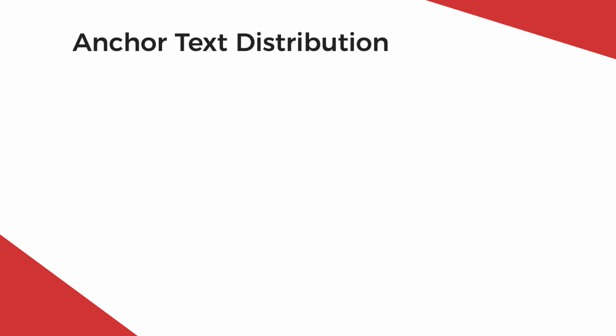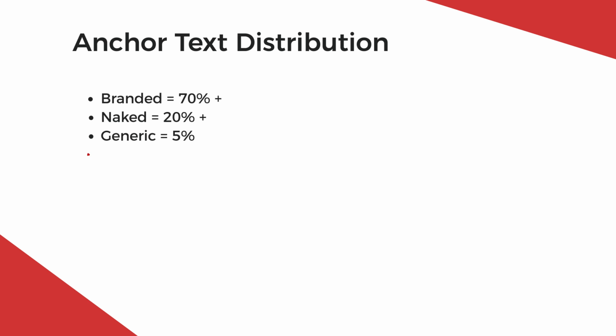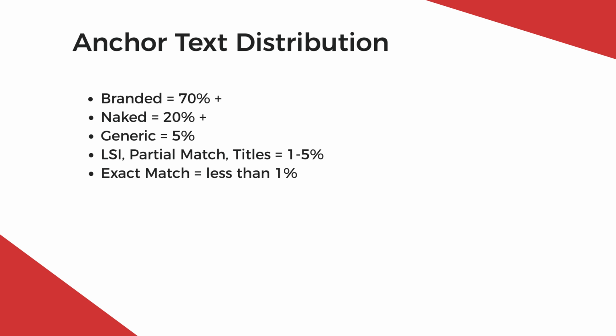And so the two types of anchor text that will comprise the bulk of your anchor text profile are going to be branded anchor text, which should be at least 70% or above of all your anchor text, naked link anchor text, which should be about 20 or so percent, and then also generic anchor text, which are just going to be click here, go here, etc. And then the last 1 to 5% of your anchor text should be either LSI keywords, partial match anchor text, or your title as an anchor text. And then as far as exact match anchor text, you should stay below 1% in most scenarios.